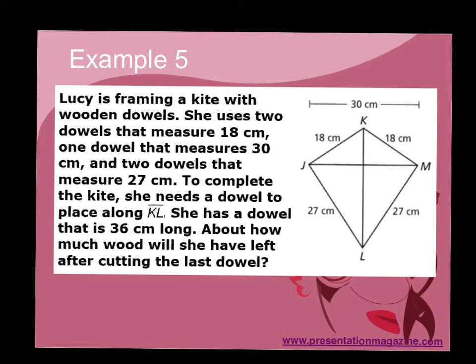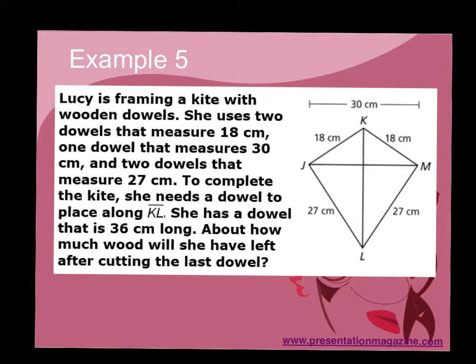Now it says, Lucy is framing a kite with wooden dowels. She uses 2 dowels that measure 18 centimeters, 1 dowel that measures 30 centimeters, and 2 dowels that measure 27 centimeters. To complete the kite, she needs a dowel to place along KL. She has a dowel that's 36 centimeters long. How much wood would she have left after cutting the last dowel?